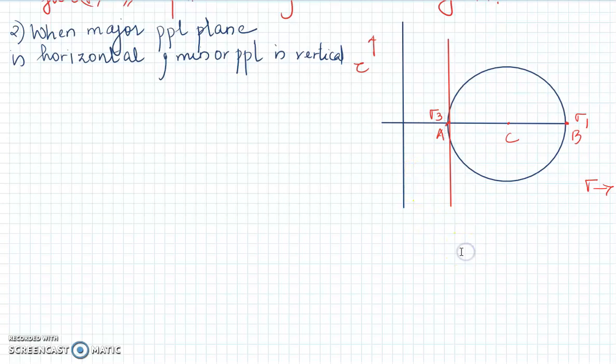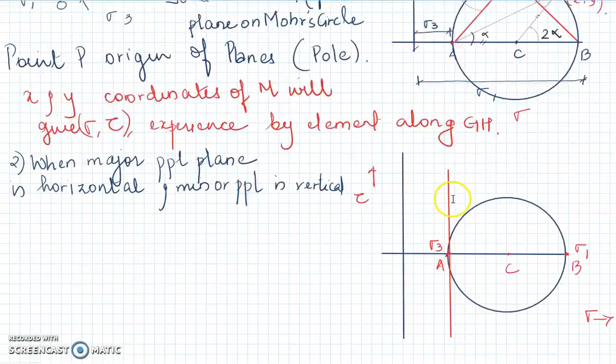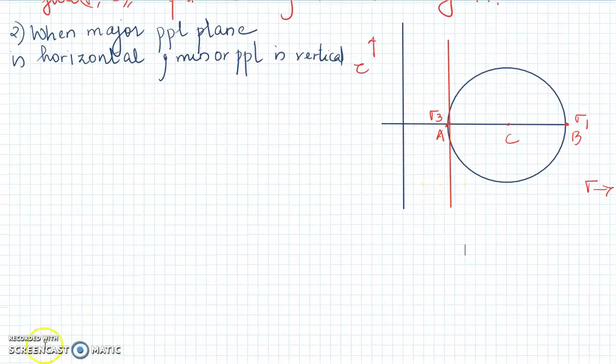Now, one thing you have to understand is, because the major principal plane is horizontal, point P is going to come on the point A. What is point P? Point P is the pole that we studied. Now where will that point P lie? It will lie on the point A. So P lies on the x-axis and coincides with the point A.